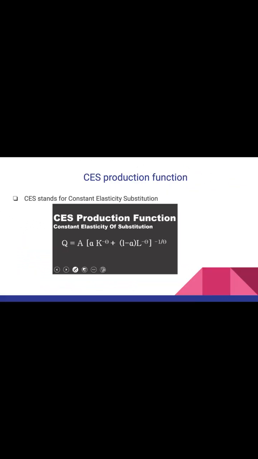CES stands for constant elasticity of substitution. So basically, the given formula shows that with technological or organizational changes, the efficiency parameter leads to a shift in the production function. Alpha is the distribution parameter or capital intensity factor coefficient concerned with the relative factor shares in the total output, and theta is the substitution parameter which determines the elasticity of substitution.